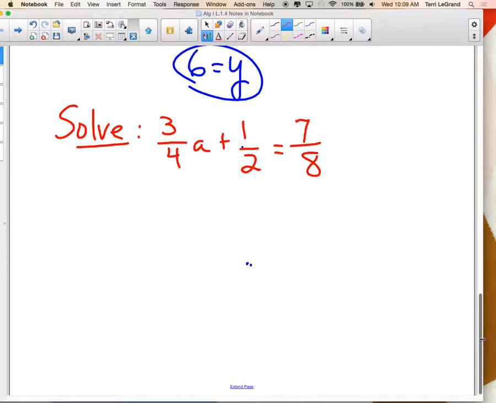So we're going to have to take a half away from 7/8. Can we take a half away from 7/8 without them having the same denominator? No. So you're right, AJ. We need to rename this equation. We are going to rename the equation first of all.